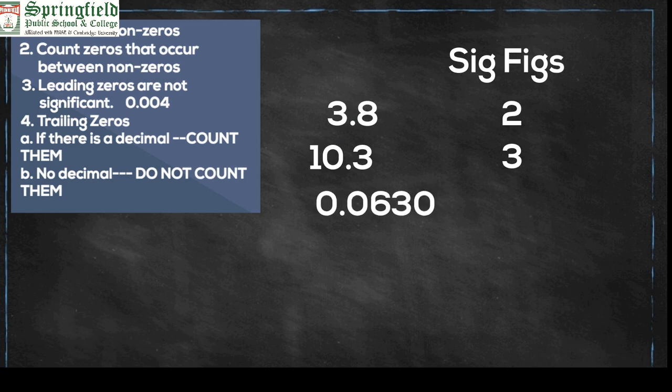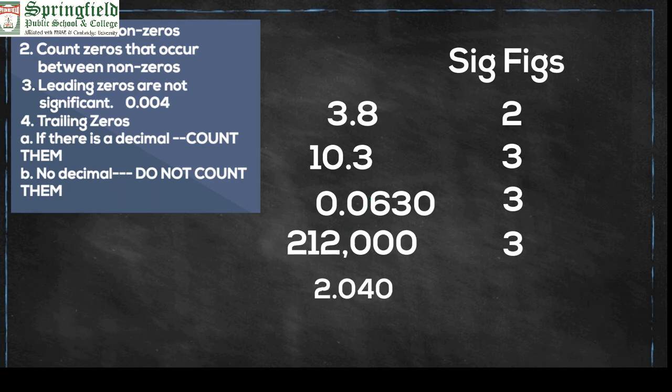This next one, 0.0630, you have 2 rules that apply. First, you would not count the leading zeros, and you do count the trailing 0, so you have 3. The reason why you count the trailing 0 is that you have a decimal. Okay, this next one, 12,000. Remember, you do not count the trailing zeros if you don't have a decimal, so it is 2.